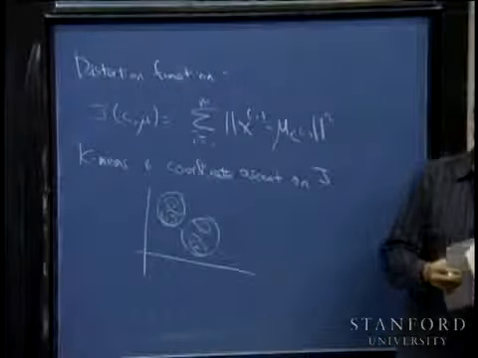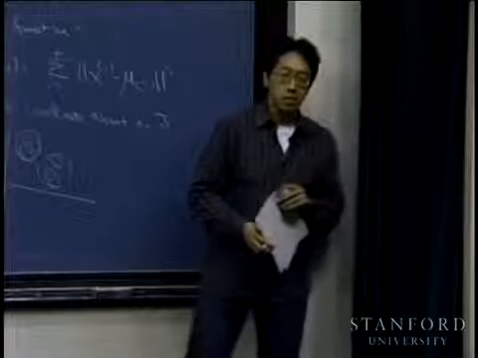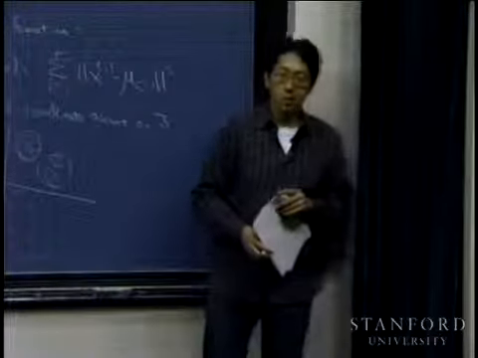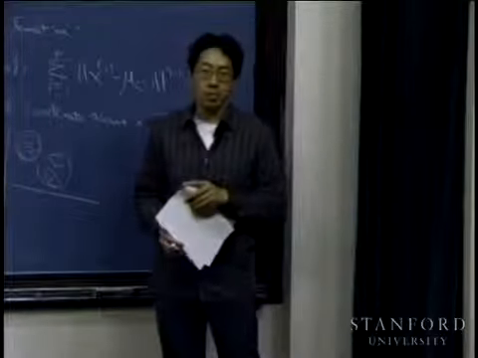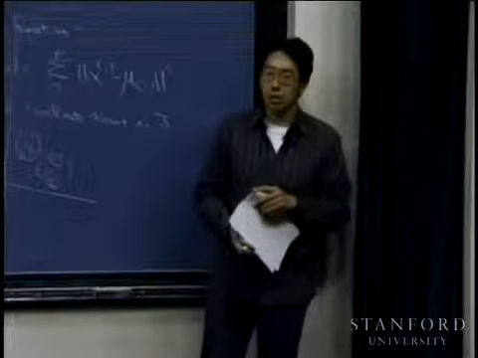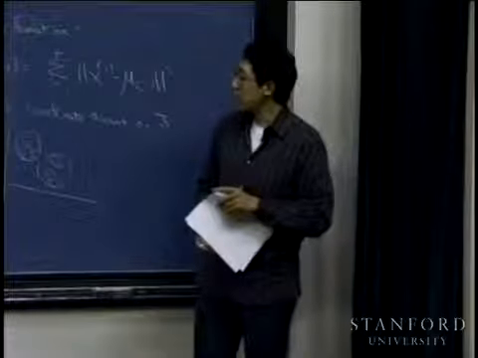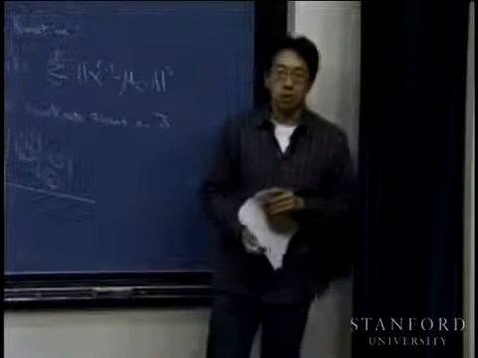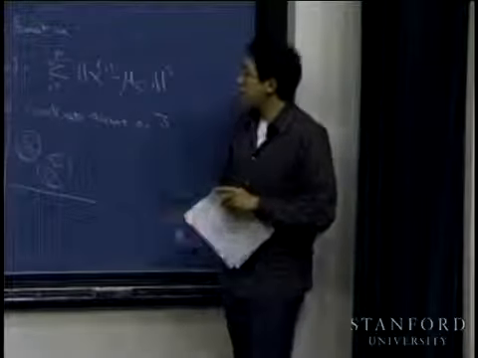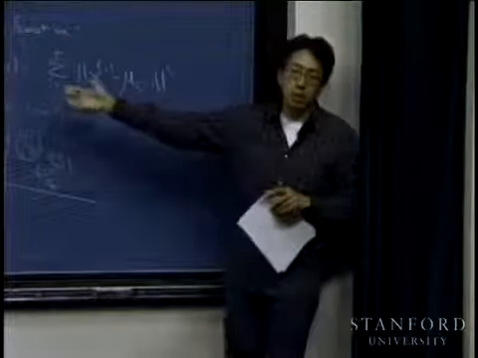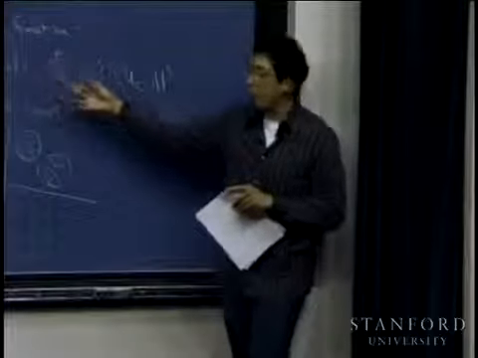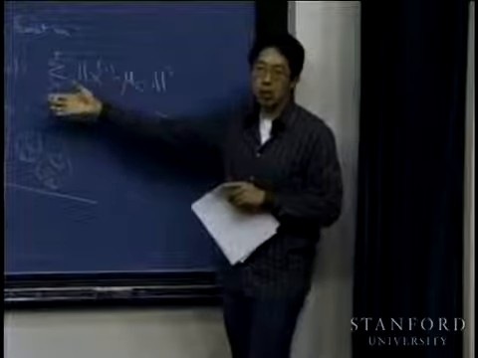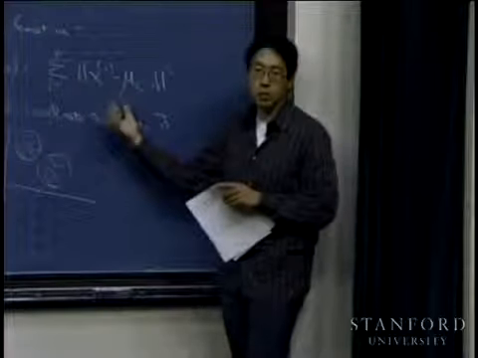If you initialize the clusters so that one of the clusters is far away from the data points, couldn't your algorithm converge to clustering all the points in the same cluster? I see, right. So yes, k-means is susceptible to local optima. This function J of C, mu is highly non-convex. So coordinate descent on a non-convex function is not guaranteed to converge to the global minimum.